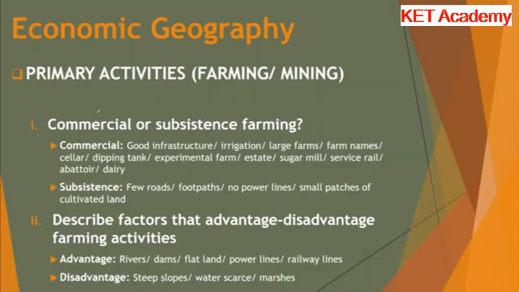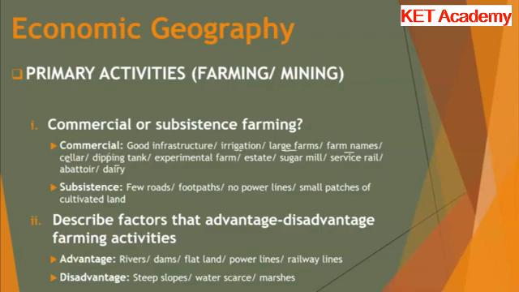The way to differentiate these two is to look at these different interpretation skills. For a commercial farmer, he has more money, he generally has better infrastructure, very good irrigation systems, larger farms, he has a farm name, a cellar, dipping tank, and so on. There are many different ways in which you can identify a commercial farmer due to the very nice infrastructure that he has been able to afford.